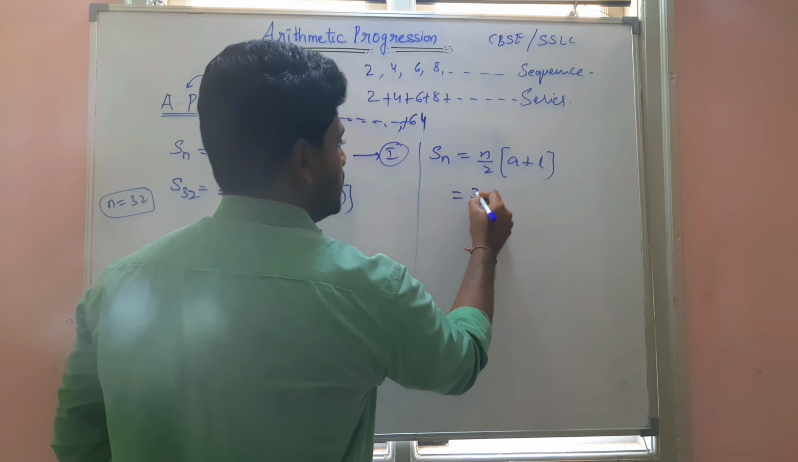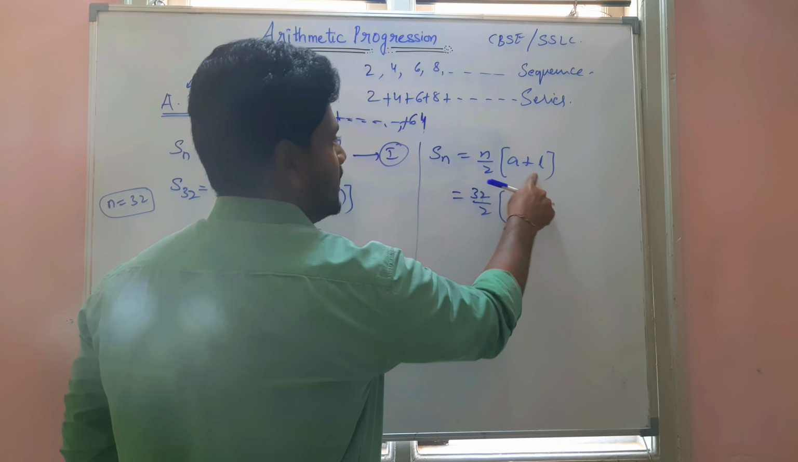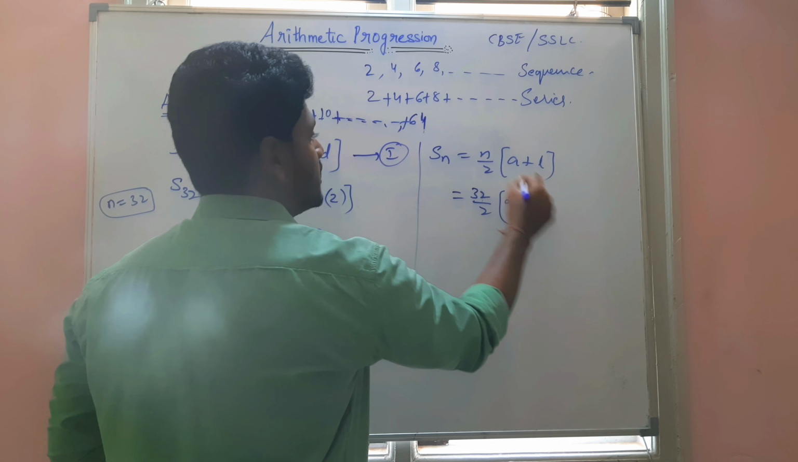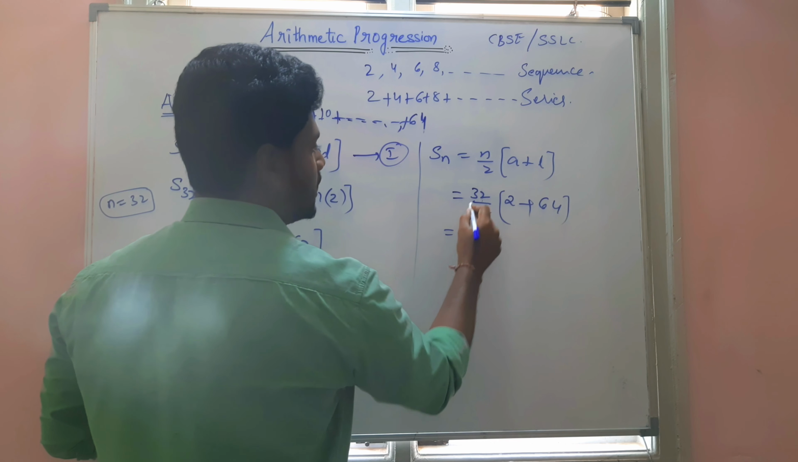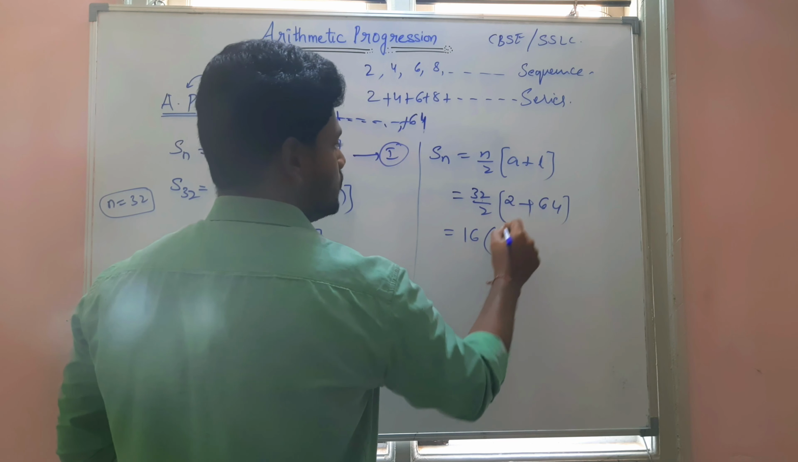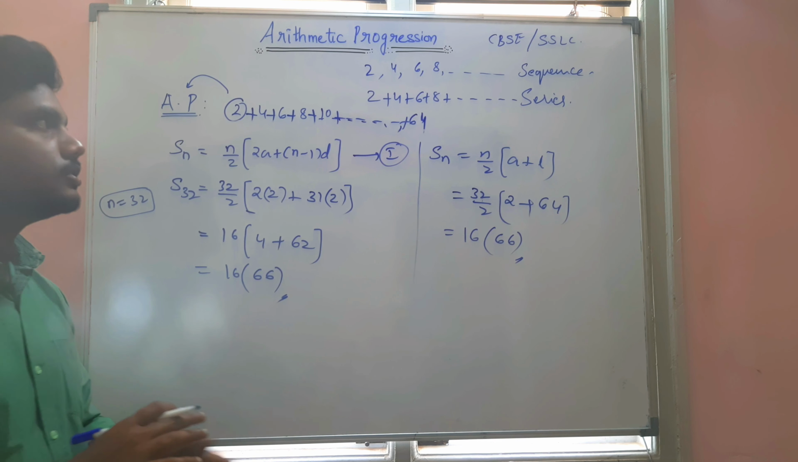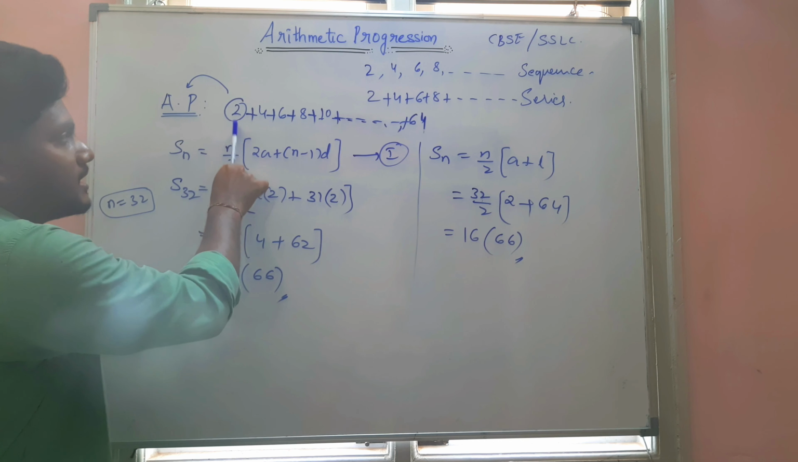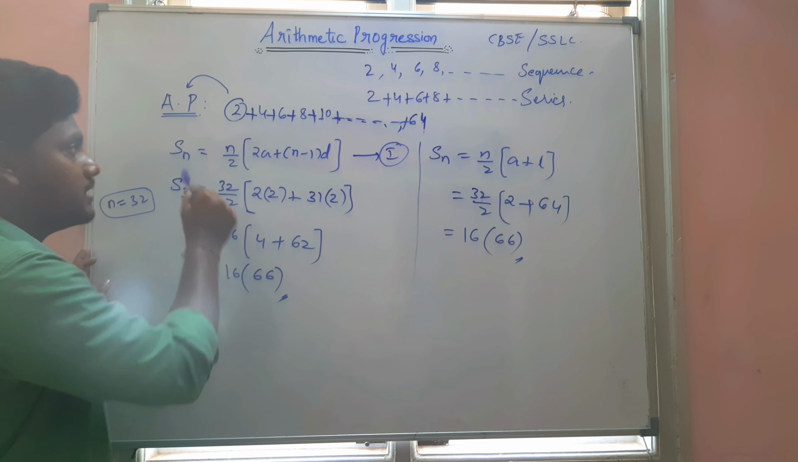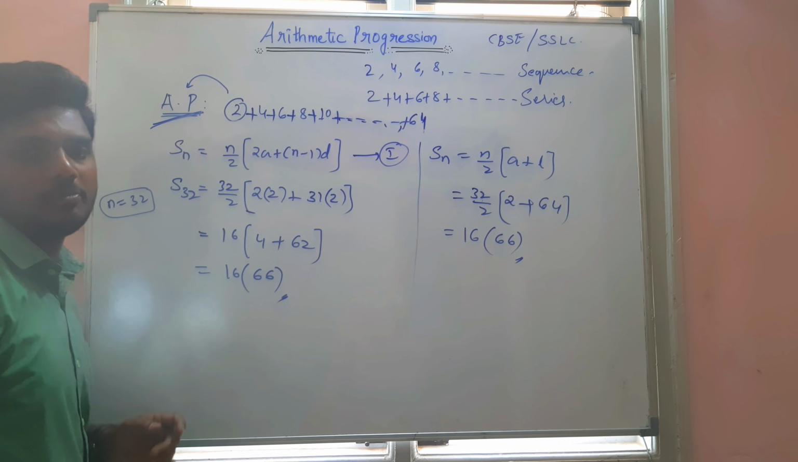So n value 32 by 2 into a plus l. First term to last term 64. So 32 by 2, 16 into this is 66. Again, if you multiply, you will get the same answer. So this is how we need to find the summation of all terms in the series, the arithmetic progression.